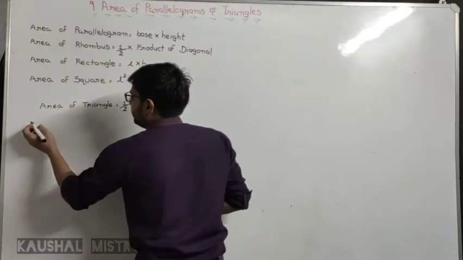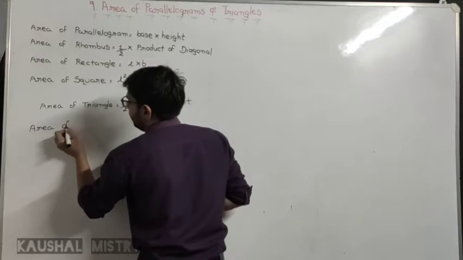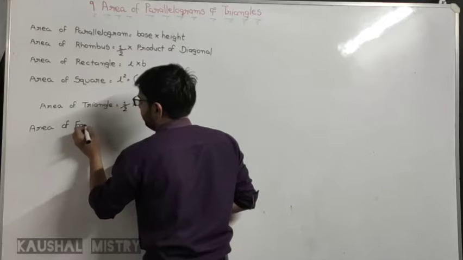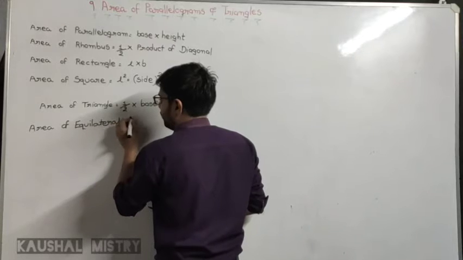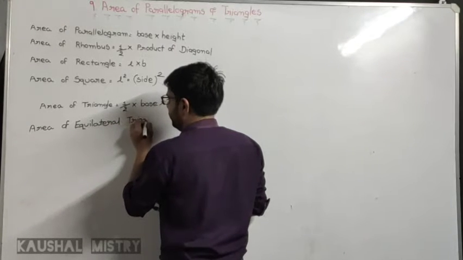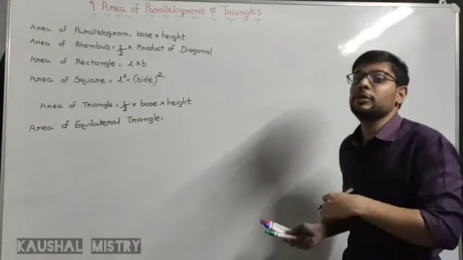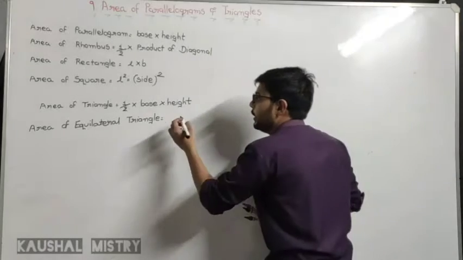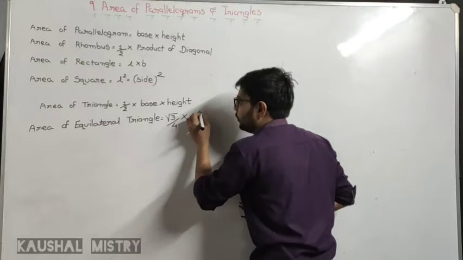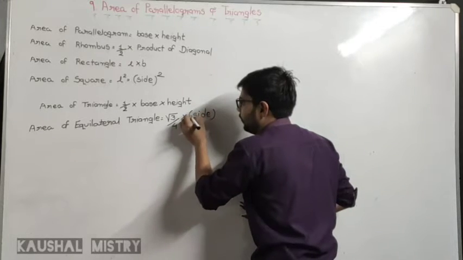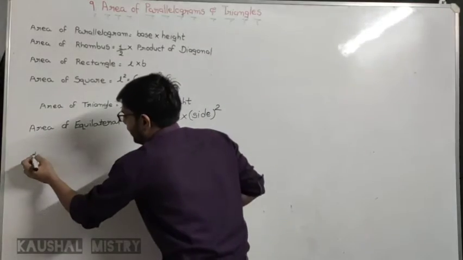Second one, area of equilateral triangle. We know that equilateral triangle means all sides are same, therefore area of equilateral triangle will be √3/4 into side square, right?